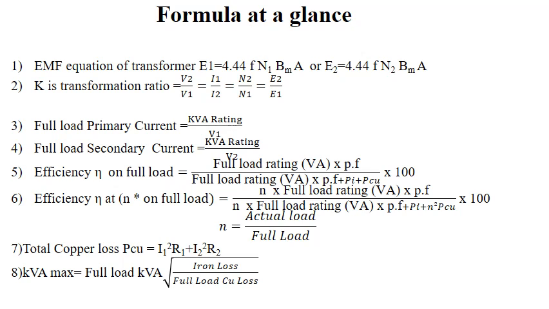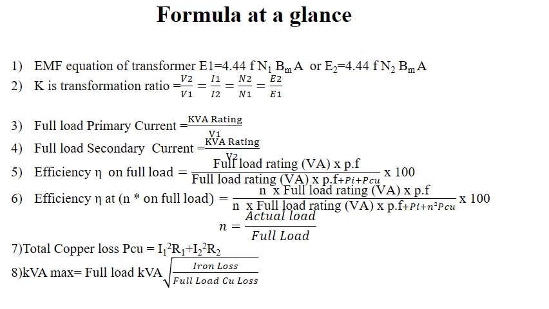Before proceeding with the numericals, we'll have a look at the formulas. The first formula is the EMF equation of a transformer: E1 equals 4.44 F into N1 into BM into A, wherein F is the frequency of the applied voltage, N1 is the primary number of turns, BM is the flux density, that is nothing but phi by A, and A is the cross section area of the core.